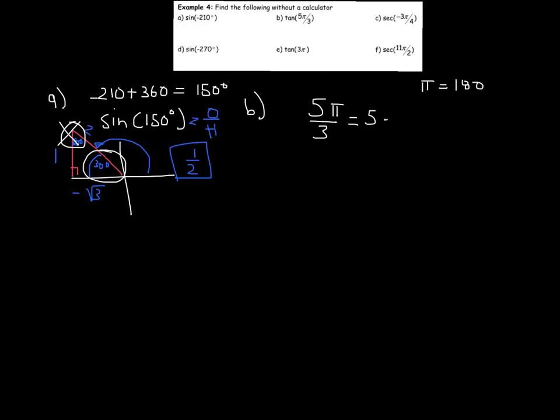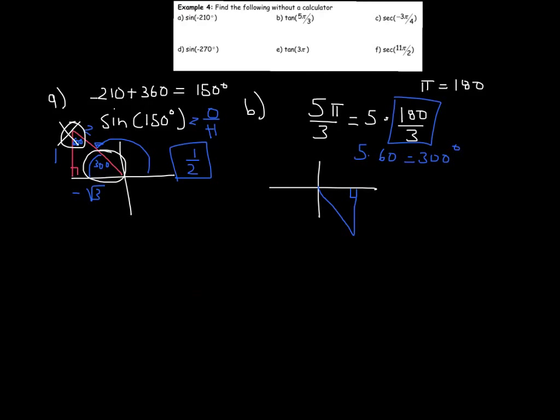5 times 180 over 3. All right, and 180 over 3 is 60, right? 60 times 5, so 5 times 60 is 300. All right, so that means we need to be in the 4th quadrant. So we need to make a triangle in the 4th quadrant this time, and let's see what angles are involved here.